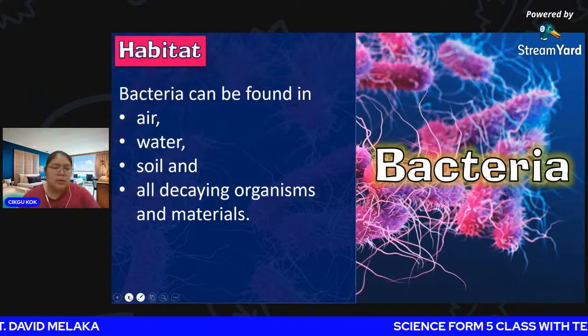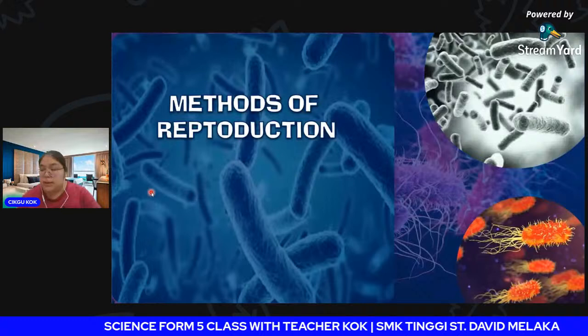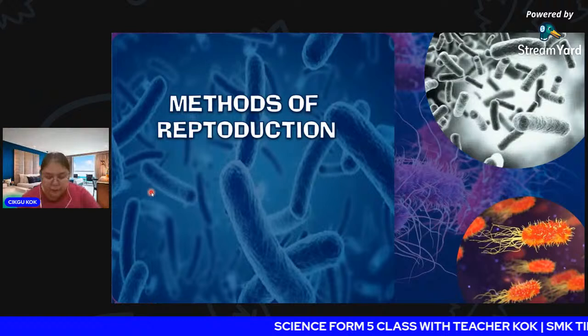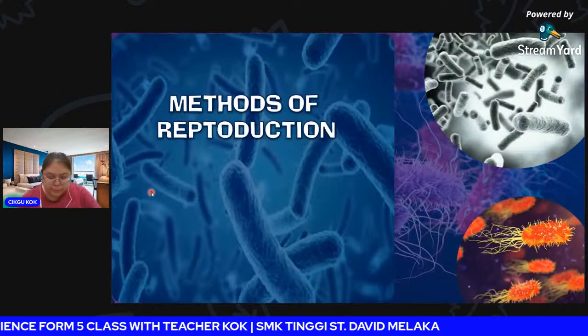After that we have the methods of reproduction. Does anybody here still remember the methods of reproduction? You separate them into two types. Can anybody mention them? Two types of reproduction methods. Just type inside the chat room and then I can see it. Anybody want to try?